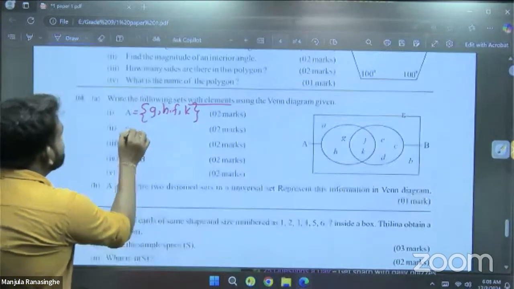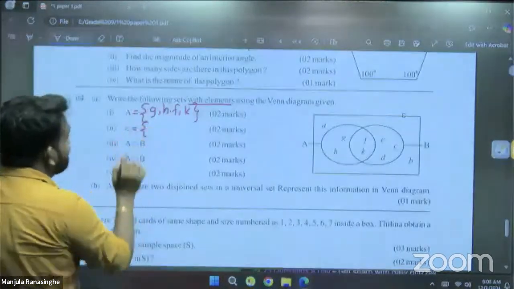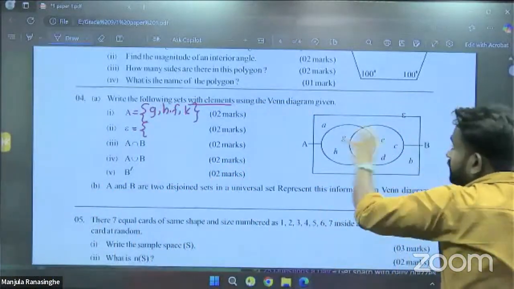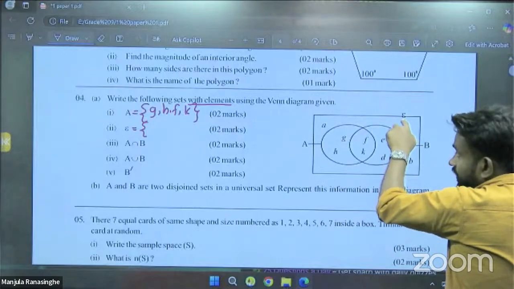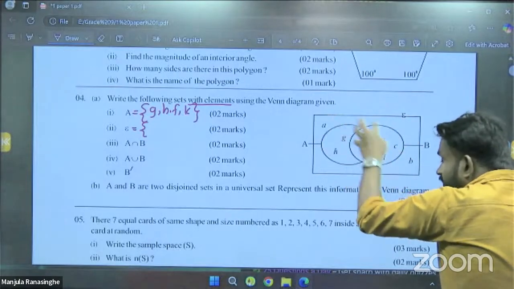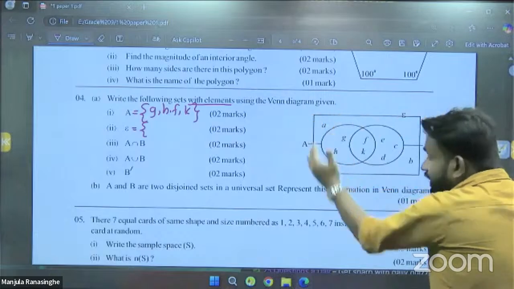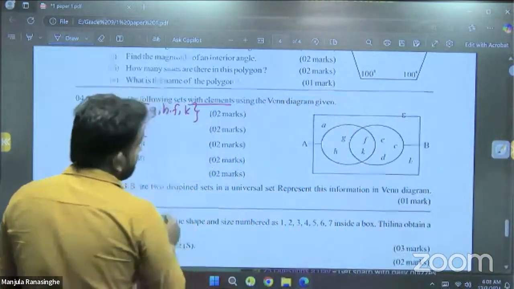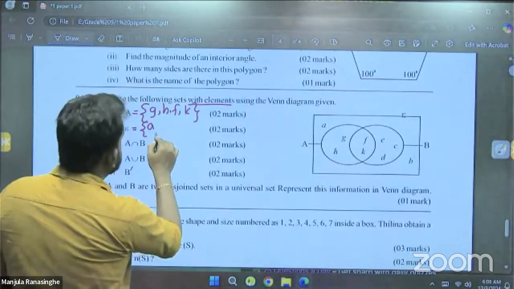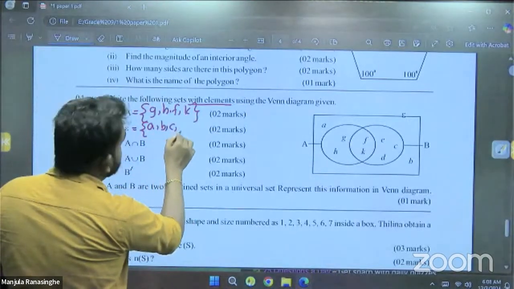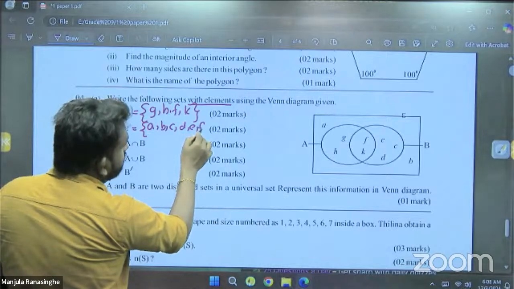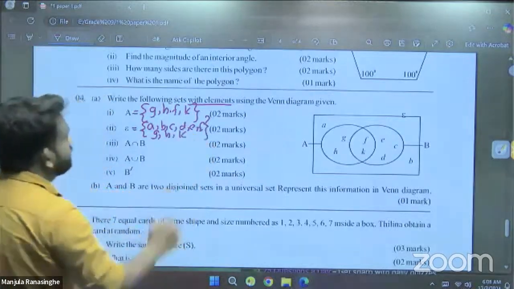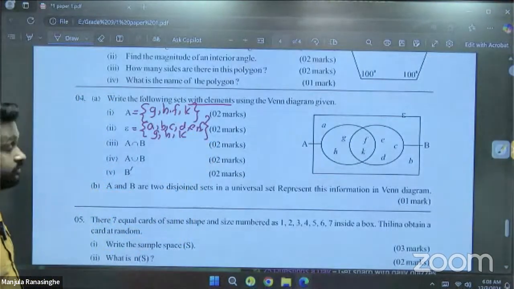Then the universal set. So the universal set is this rectangle. Every element belongs to the universal set. So inside this and outside, everything within this rectangle is the universal set. So you write A, B, then C, D, E, F, G, H, K. All the elements you write within the curly brackets.